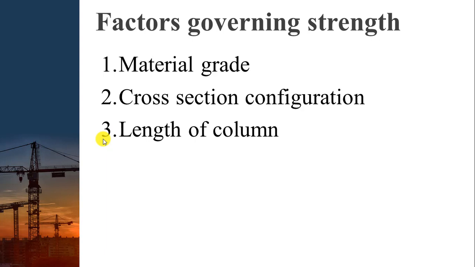Then there is the length of the column, short column, long column. Whatever length the column has, accordingly its compressive strength will be governed. Then support conditions. You have already studied different support conditions, simply supported, or if we are talking about a column, then one end is hinged, one end is fixed. Accordingly its effective length changes. If both ends are fixed, then also its effective length changes. So to get the effective length, the support condition is the main governing factor.